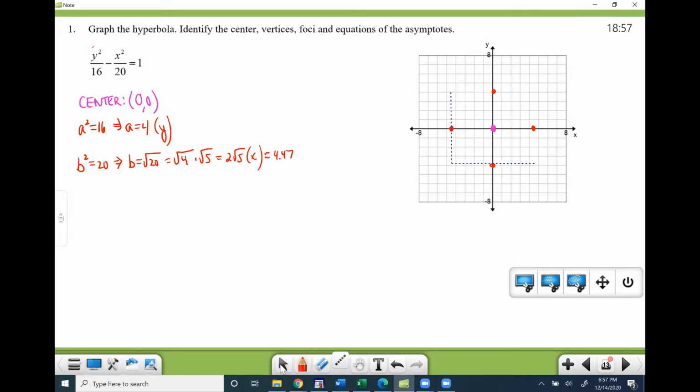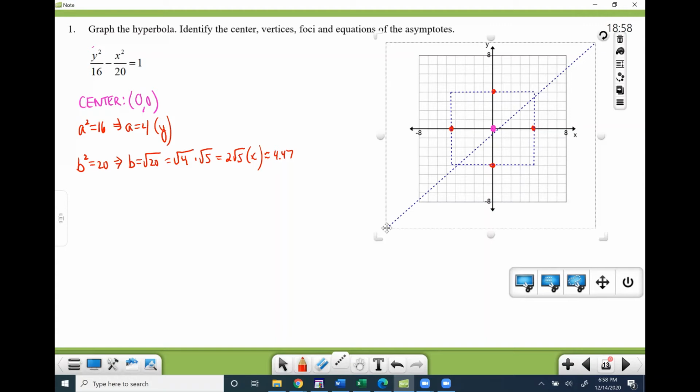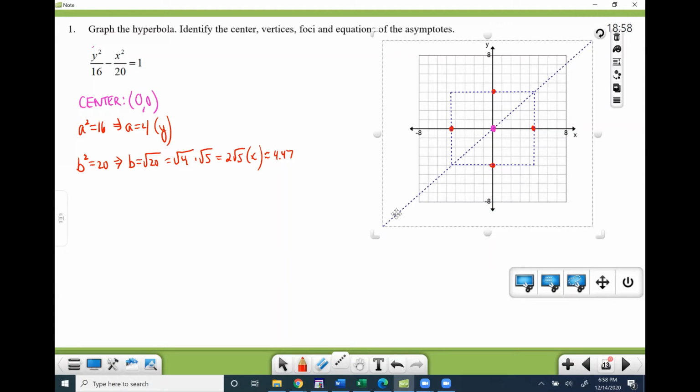Once you draw the box that goes through those 4 points, you're going to draw lines that connect corner to corner. So I'm going to try to make it, there we go, corner to corner, and you'll see where this is going in a sec.